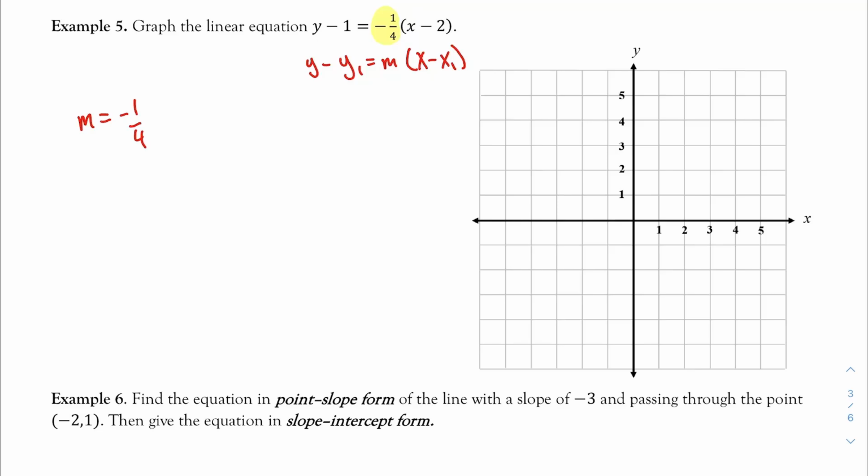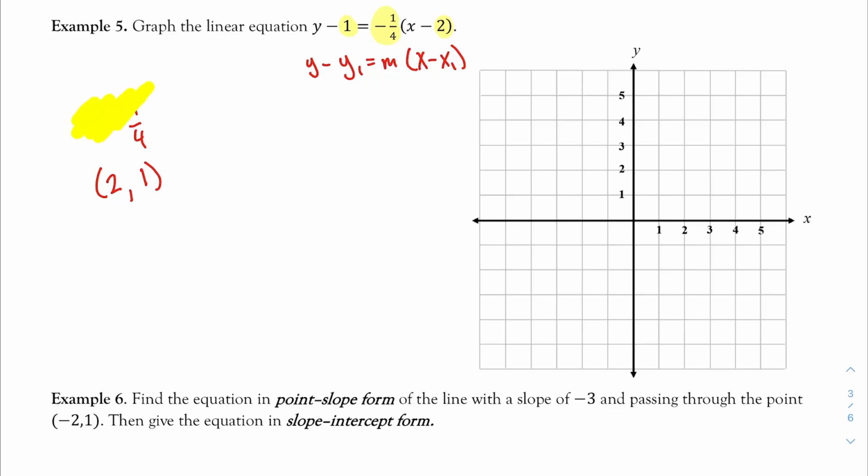And then, since it's in point-slope form, I can also figure out my point, x1, comma y1. Well, in this case, my x1 is just positive 2, and my y1 is positive 1. So this tells me I also have the point, positive 2, comma 1. So now I have a slope and I have a point. Well, if we think back to our other examples, if I have a point and I have a slope, then we can graph our line.